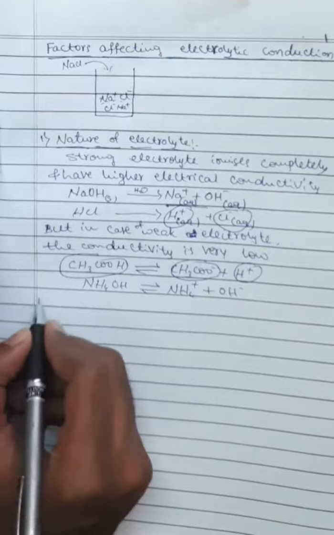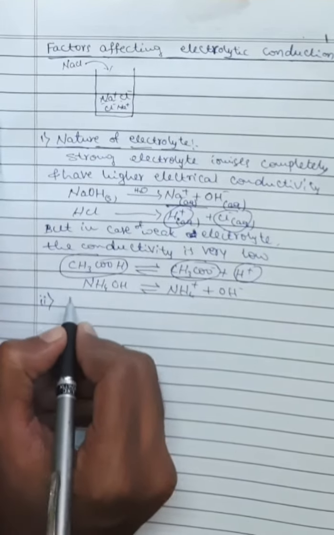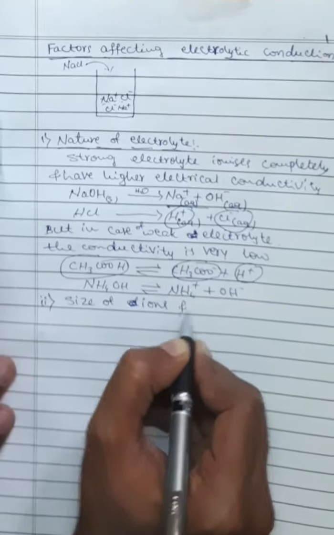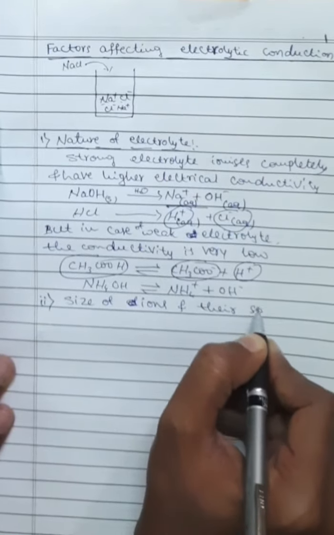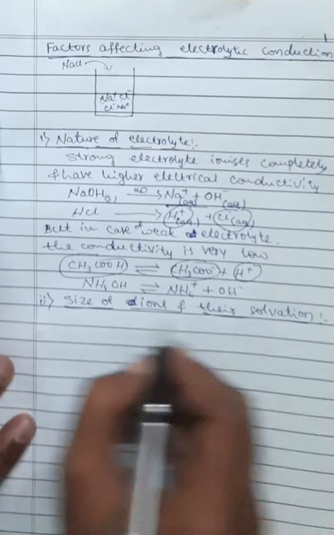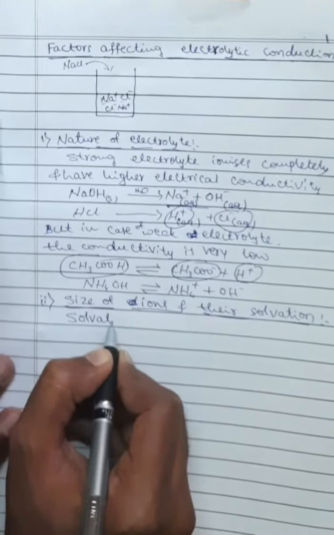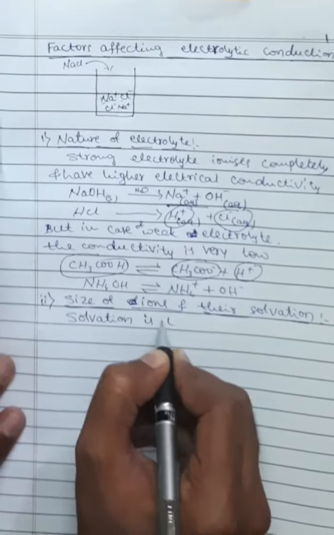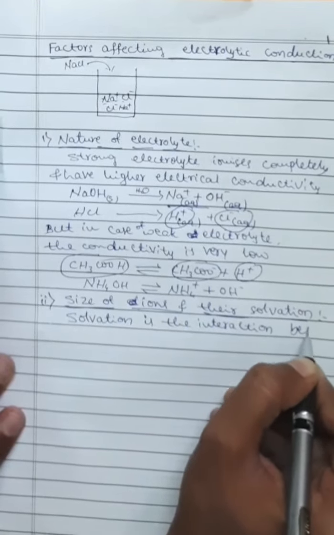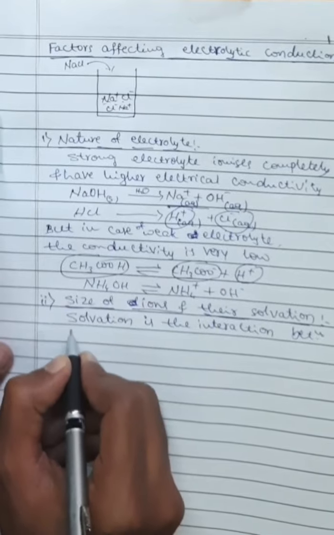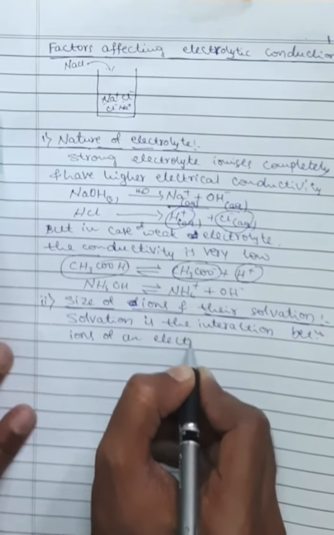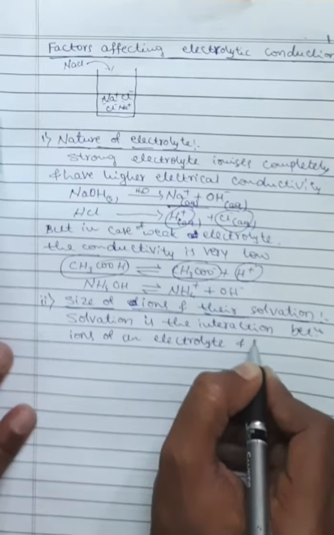The second factor is the size of ions and their solvation. Solvation is nothing but the interaction between the ions of an electrolyte and solvent molecules.